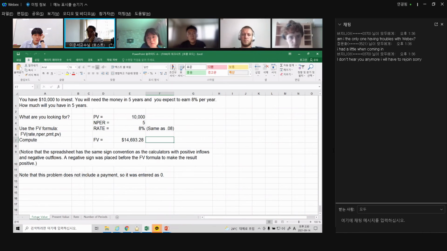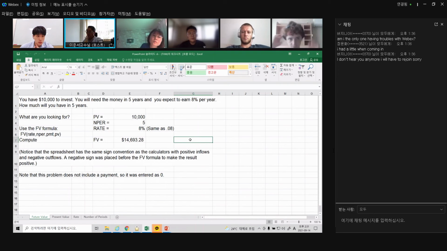So the first question is here you go. You have $10,000 to invest now. You will need the money in 5 years and you expect to earn 8% per year. So the number of periods is 5 years and the interest rate is 8%. How much will you have in 5 years? So this question is asking to solve for what? Future value, right? You have $10,000, 5 years, and the interest rate is 8%.